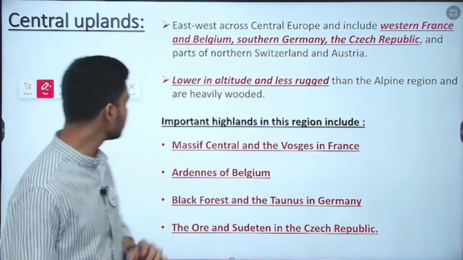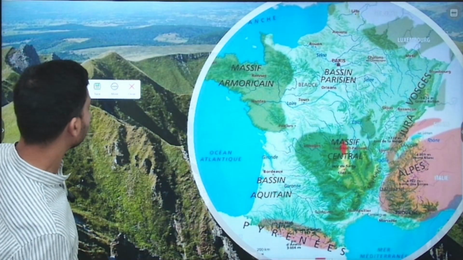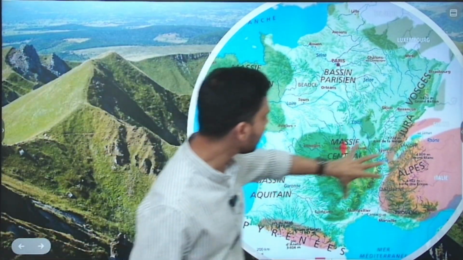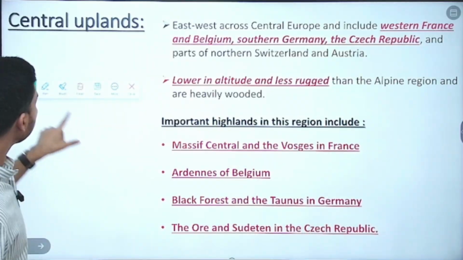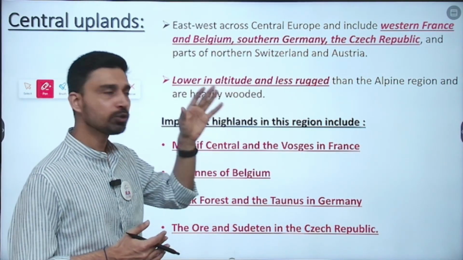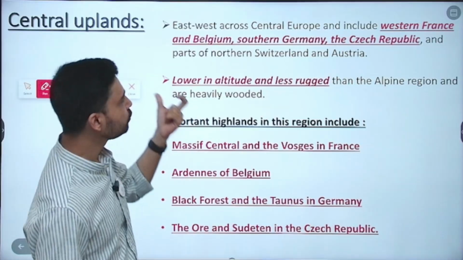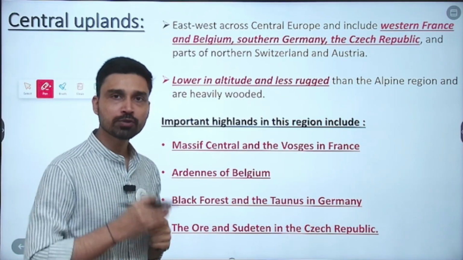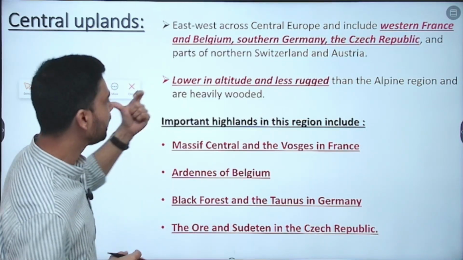If we talk about the central upland, first of all, we can take a look at the map here. What is central upland? So this particular area, if you look, is what we can call the central upland. The countries which are part of it: western France, then further east you have Belgium, then the southern part of Germany, and further south you have the Czech Republic, and then some part of Switzerland and Austria. These are what make up the central upland of Europe.